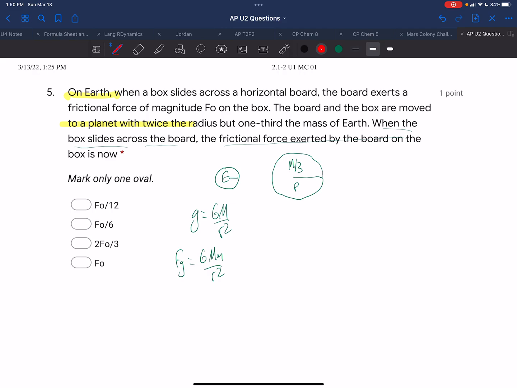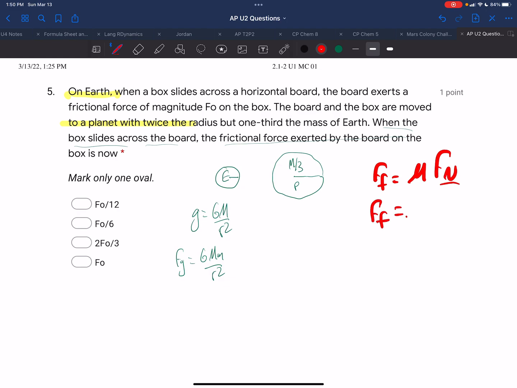about the frictional force. The frictional force is mu F_n. And we know that the normal force is basically the weight. So F_f is mu F_g. So the question is really asking what happens to the force of gravity. It's just a clever way of getting to that. So since we're looking at F_g, on Earth, and then we go to F_g on the planet.